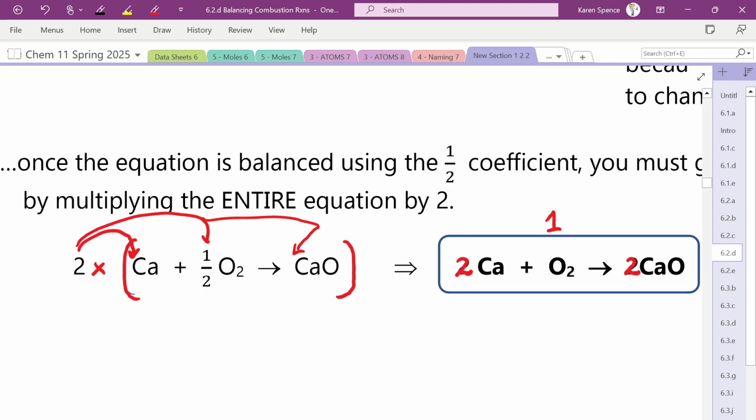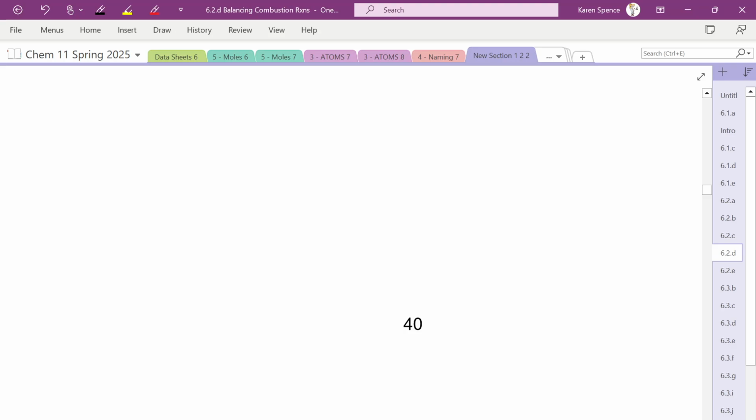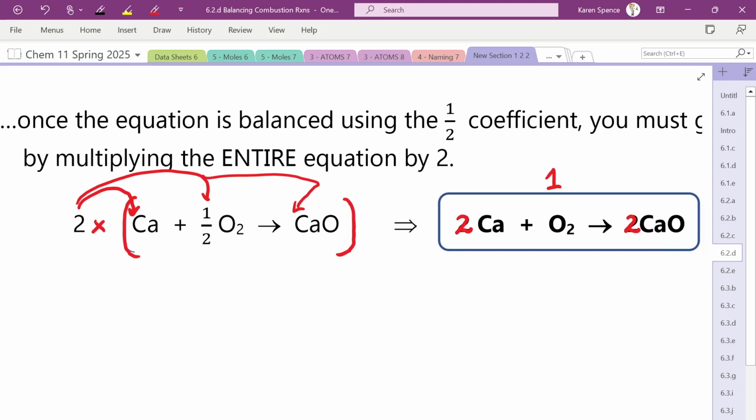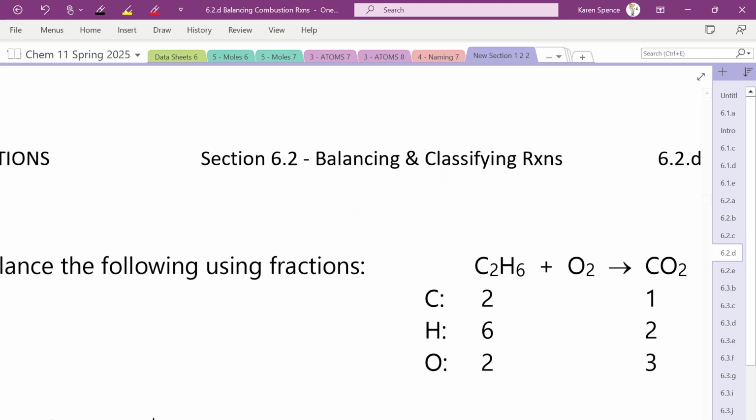Why do we use fractions? Because it makes our lives easier. It wouldn't for this question because this is a super easy question. But why do I show you super easy questions first? Because it's easier to do and easier to visualize. I wouldn't use fractions for this question. It's just too easy. Let's take a look at this one.